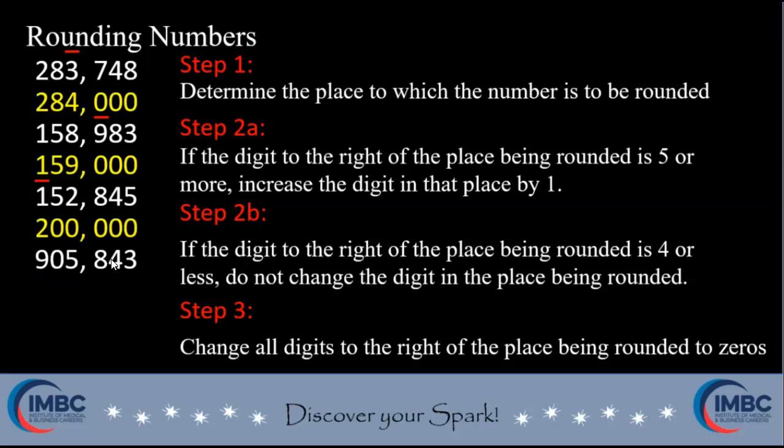Another one. This time let's round it to the nearest tens. The tens position is a 4. I look to the number to the right. The ones is a 3. That is less than a 5, and so we do not change the number. We just change the numbers to the right, in this case just the 3 to a 0. So 905,840.